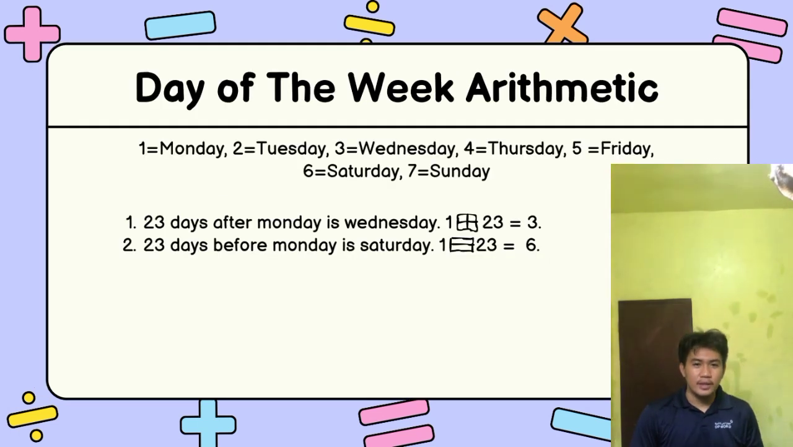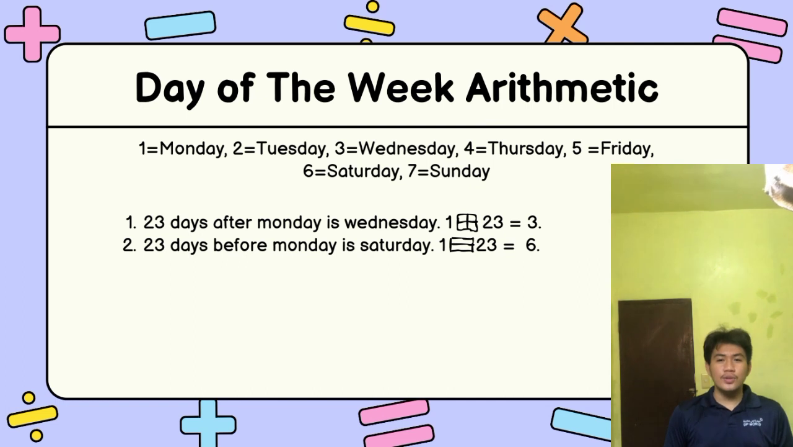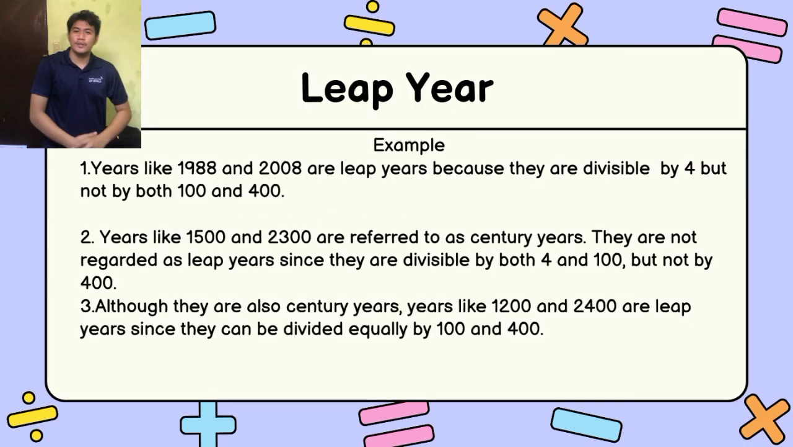Day of the week arithmetic. 1 is equal to Monday, 2 is Tuesday, 3 is Wednesday, 4 is Thursday, 5 is Friday, 6 is Saturday, and 7 is Sunday. Example number 1: 23 days after Monday is Wednesday, so 1 plus 23 equals 3, which is Wednesday. And 23 days before Monday is Saturday, so 1 minus 23 is equal to 6, and 6 is Saturday.